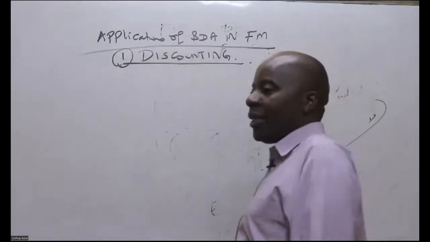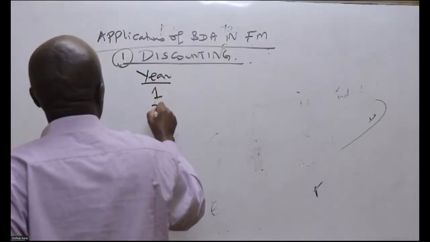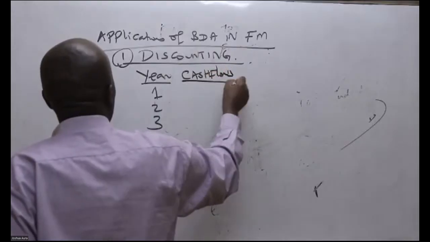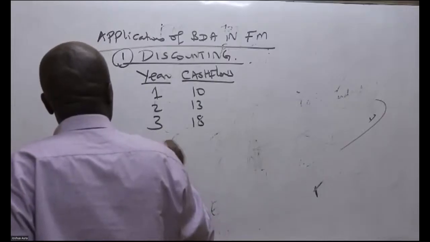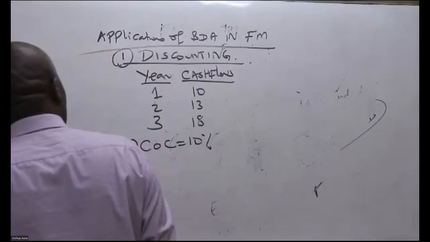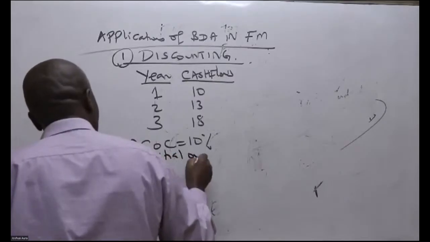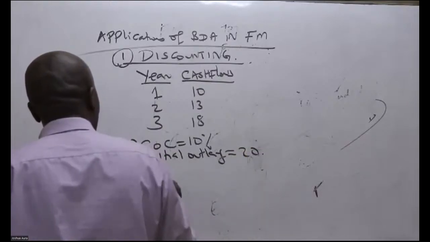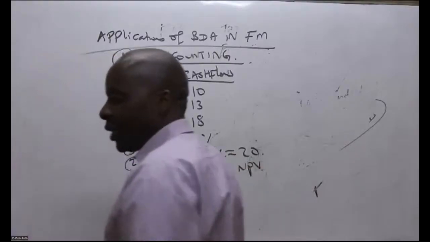All right. So under discounting, ladies and gentlemen, if, for example, you are given year 1, 2, 3, and then they give you cash flows. So here we have 10, 13, 18. And then they give us COC as 10%. And then number 2, they give us the initial outlay as 20. And then we are required here to determine net present value.